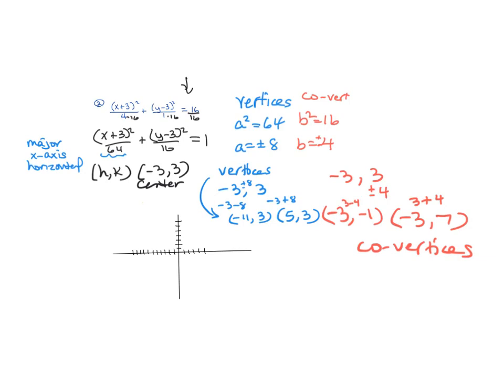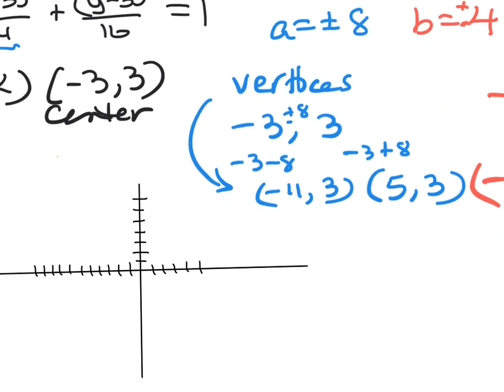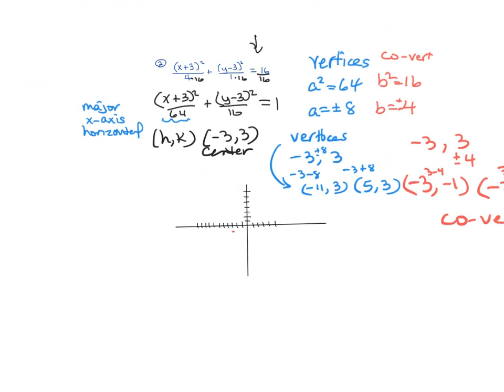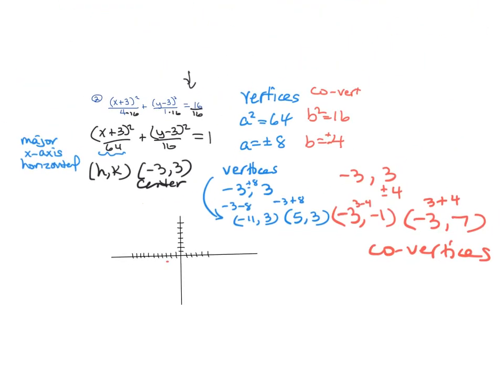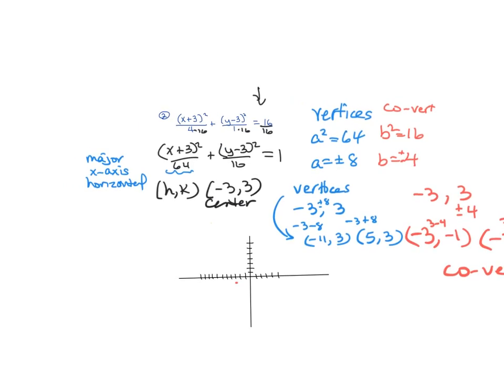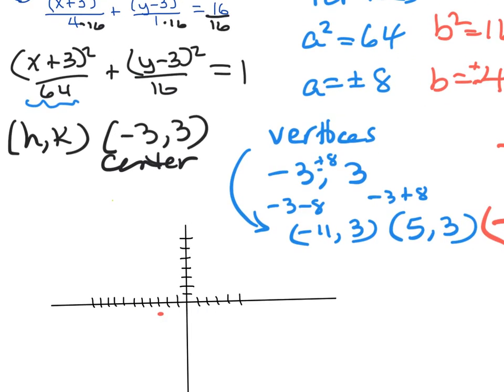Now I need to graph these 4 points. So let me go ahead and graph the -3, -1. I'm going to graph -3, +7: 1, 2, 3, 4, 5, 6, 7. So up here. Let me also graph my center. Do that one in green. -3, 1, 2, 3, +3.